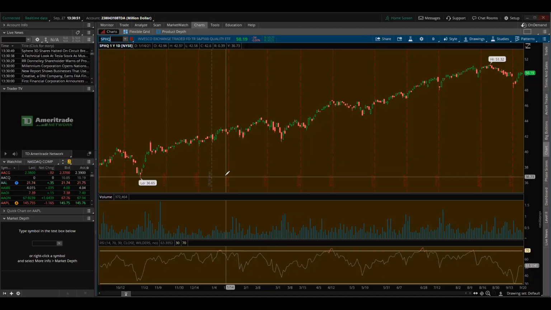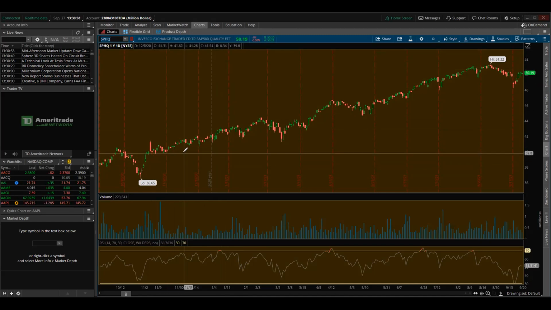Whenever you are doing a particular chart, you want to ask yourself, is this stock trending or is this stock ranging? This is an ETF that I like, that I've invested in, and it is SPHQ. It is an Invesco exchange traded fund, the S&P 500 quality ETF.